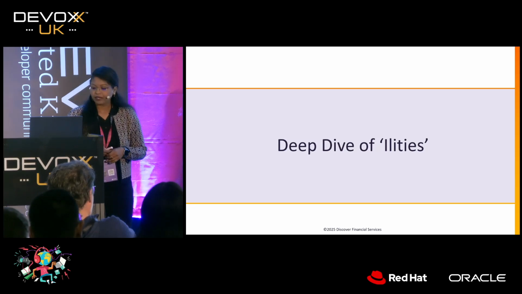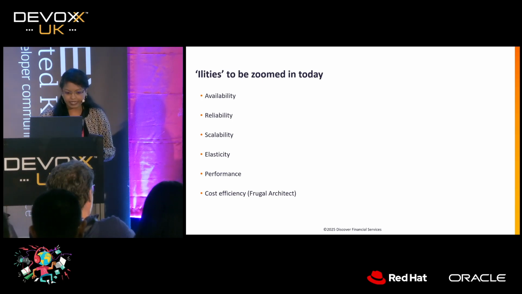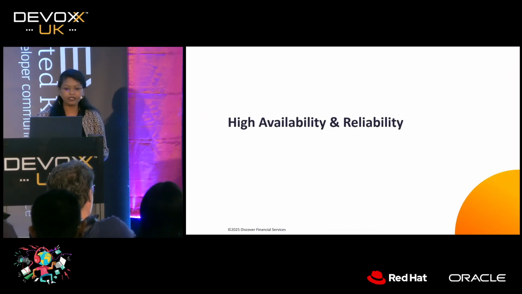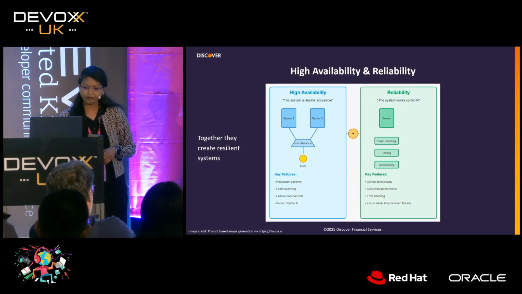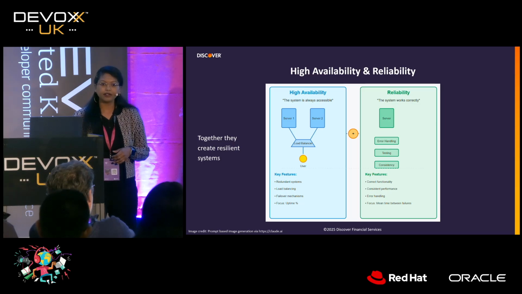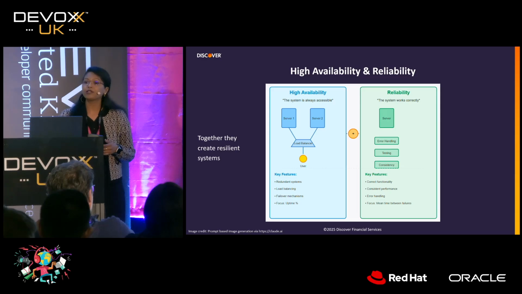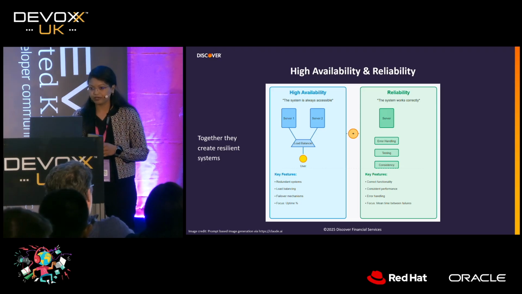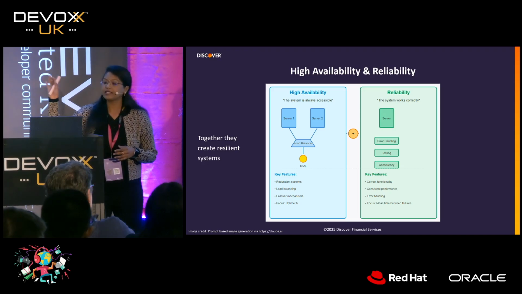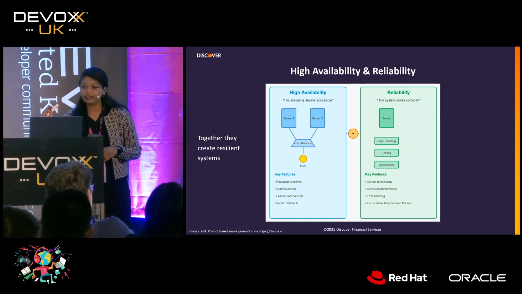So let's get into the deep dive of some of these ilities. We will look into these items today. We'll start with high availability and reliability. These two terms are often confused to be the same. They are related, but they're also different. High availability is saying that the system needs to be always accessible and available for users. And on the other hand, reliability is saying that my system needs to be correct and consistent. The two C's there, right?